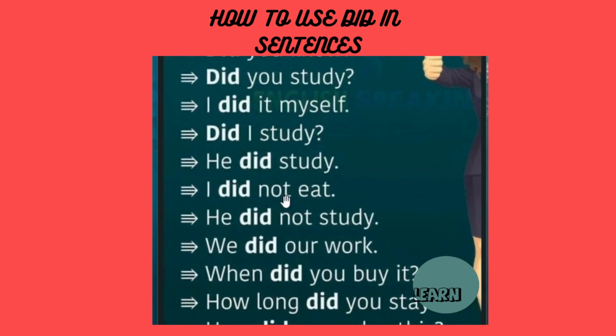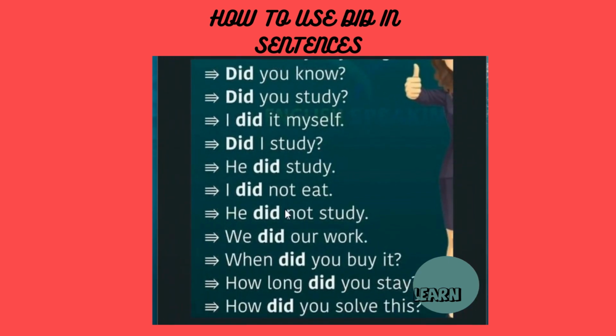So I hope you understand all these sentences. Like do is the present verb and did is the past tense. Past participle is done. And did is also an auxiliary verb.